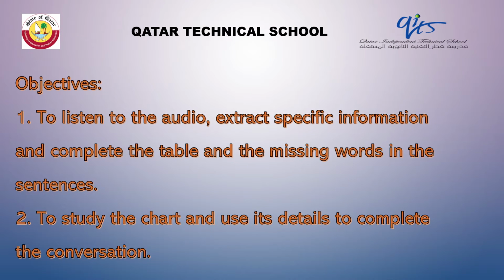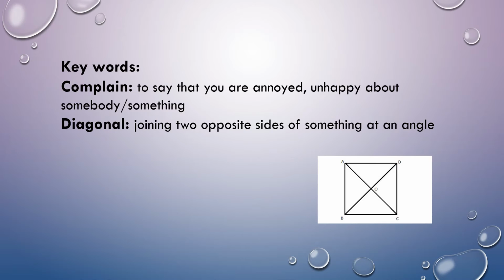Before we start, please let's have a look at the objectives of our lesson. Number one is to listen to the audio, extract specific information, and complete the table and the missing words in the sentences. So we need to listen to an audio and extract information to use in exercise 2 and 3. The second objective is to study the chart and use its details to complete the conversation. That will be in exercise number 6.